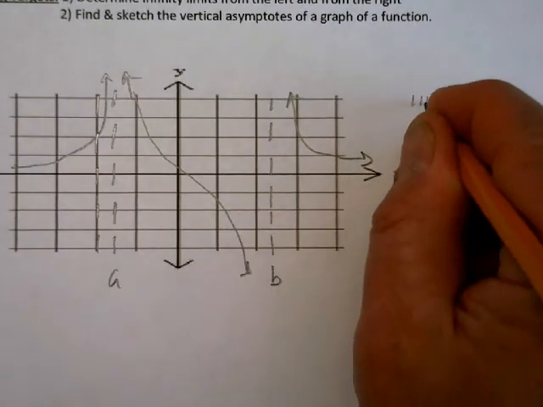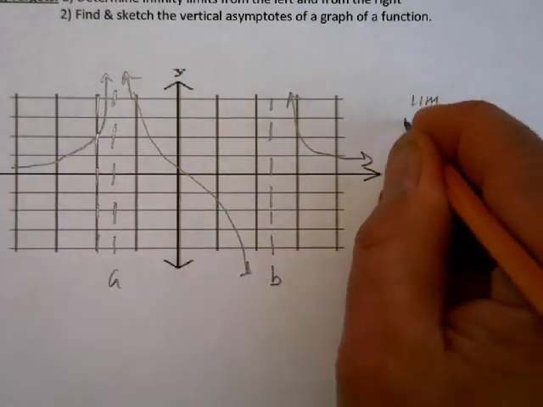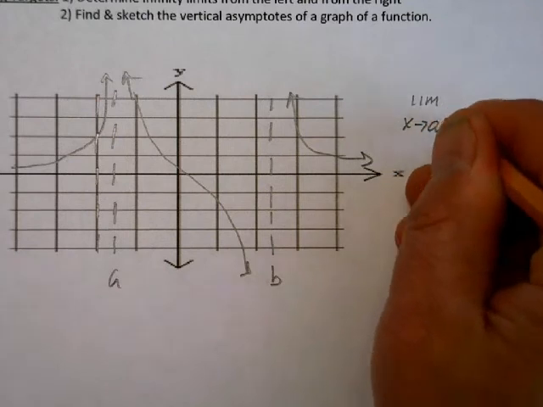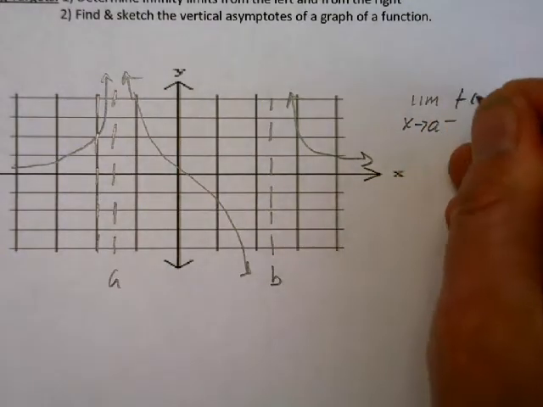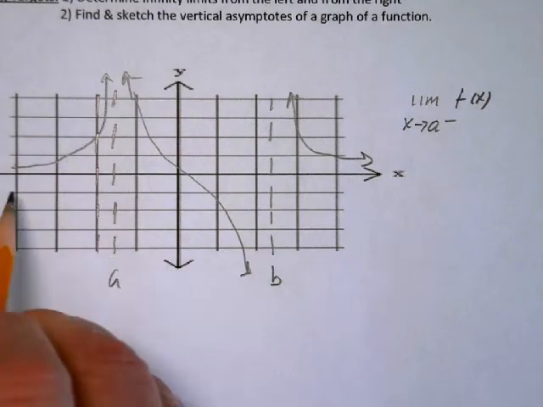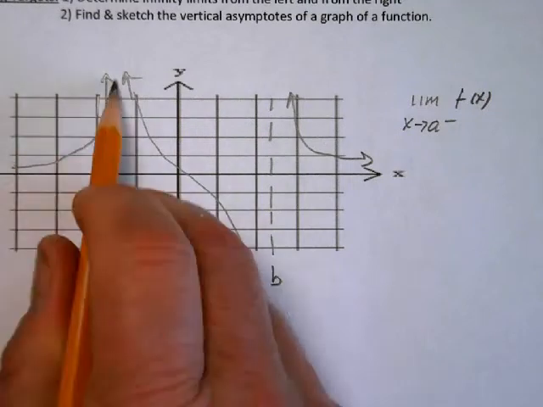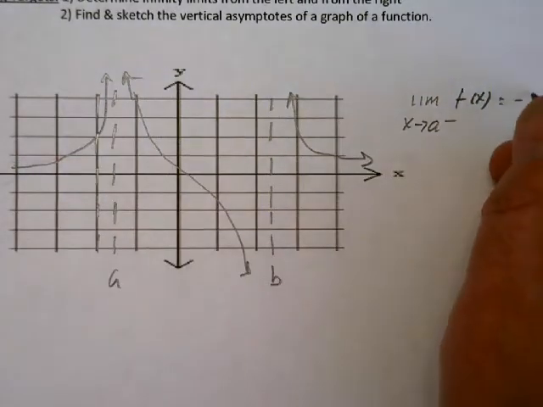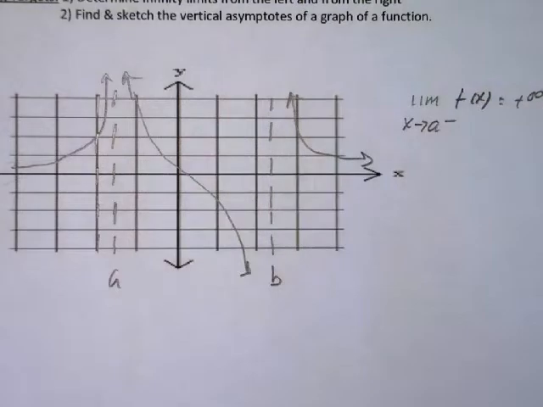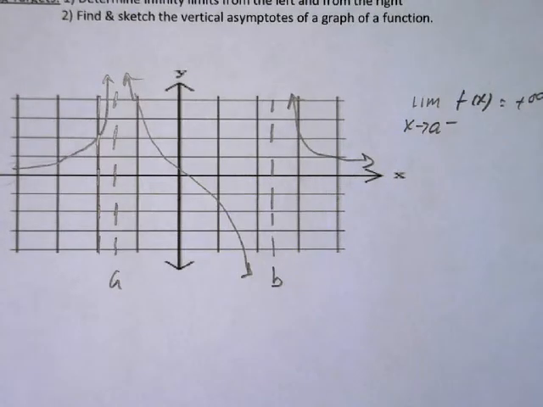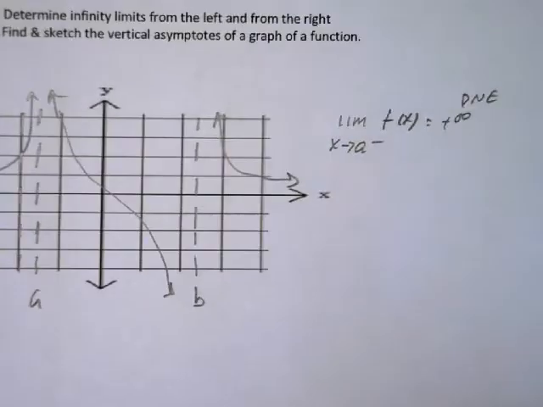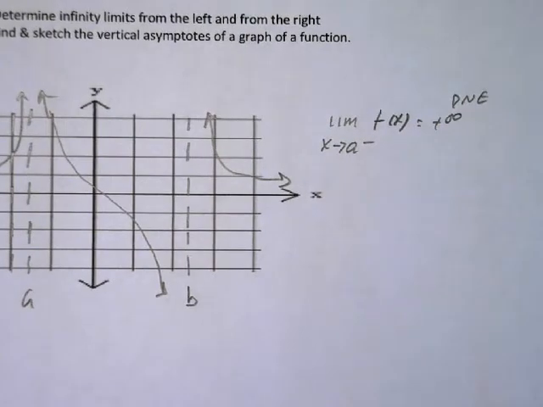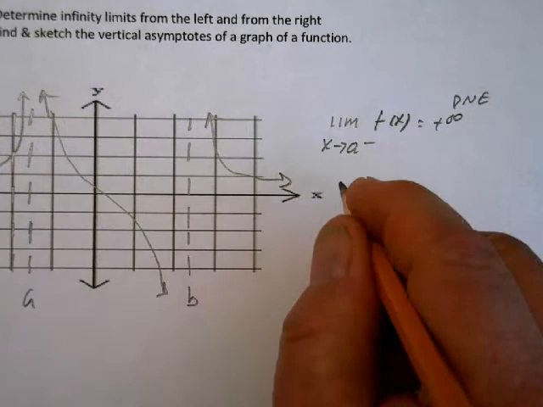So the limit as x approaches A from the left of f of x. Limit as x approaches A from the left. So I'm coming like this. What is that approaching? That is approaching positive infinity. Now, we can't say that that's a specific number. Can't identify it as a specific number, so we say it does not exist.